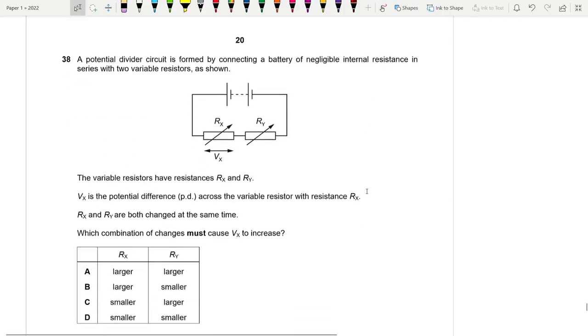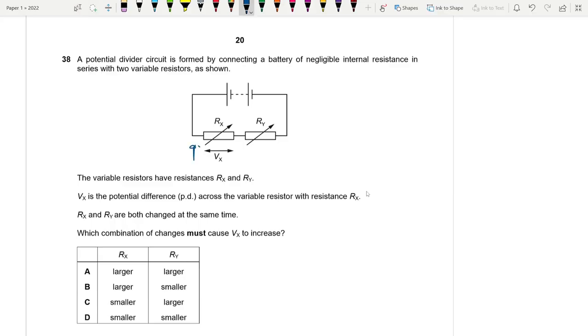Question 38: A potential divider circuit is formed by connecting a battery of negligible internal resistance. This is a common question, by the way. The variable resistors have resistances Rx and Ry. Vx is the potential difference, PD, across the variable resistor with resistance Rx. Rx and Ry are both changed at the same time. Which combination of changes must cause Vx to increase?